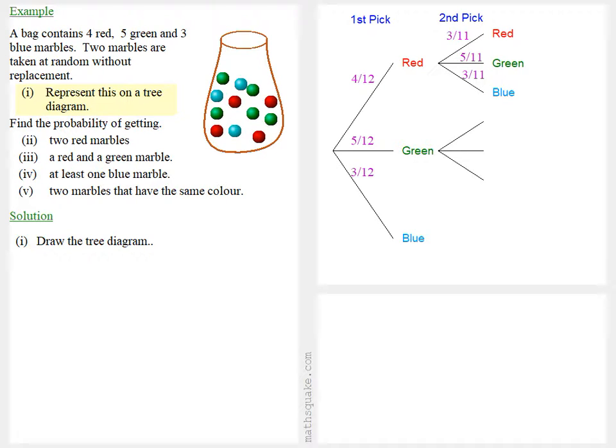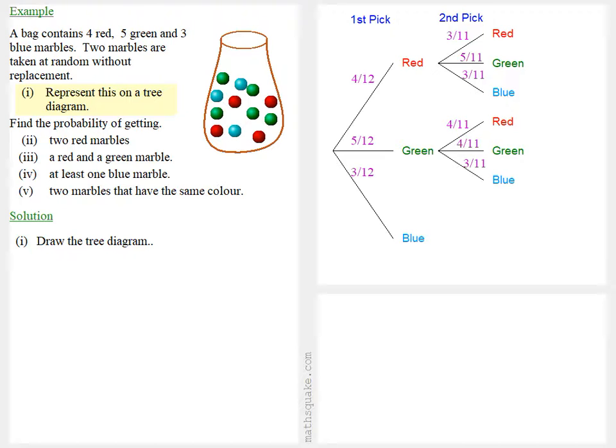For the second pick, there are again 3 options: red, green or blue. If we've already picked a green, there are 4 red marbles left out of 11, so the probability of getting a red is 4 out of 11. There are now only 4 greens left, so the probability of picking a green is 4 out of 11, and the probability of picking a blue is still 3 out of 11.